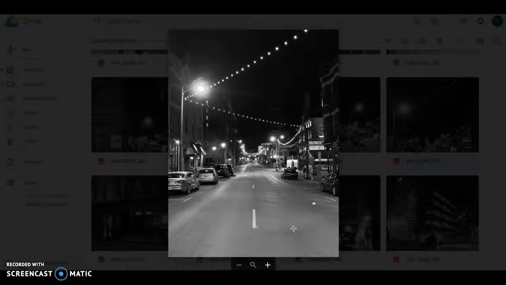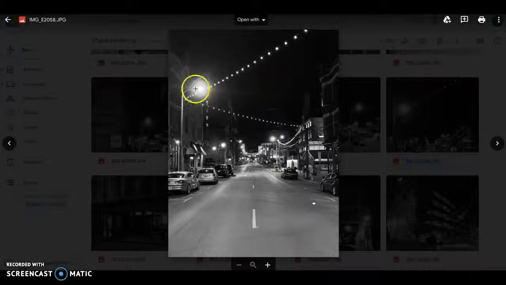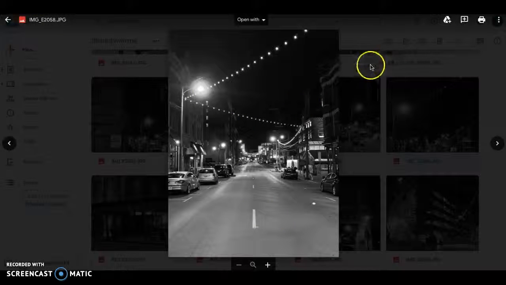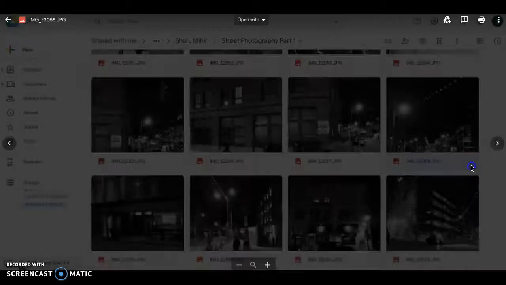There's great contrast in the darkness of the sky with the brightness of the street lamp and also the illumination of the street itself. So I think this is an overall high quality image. That was a great job on his part.